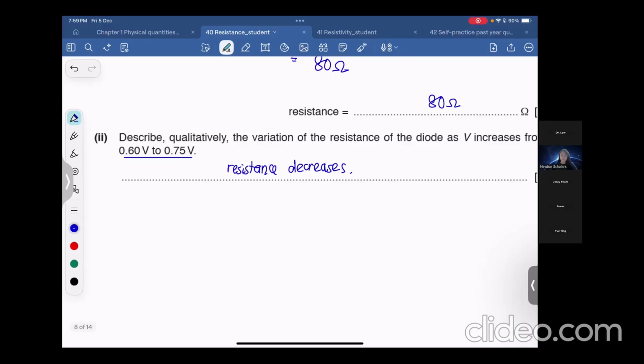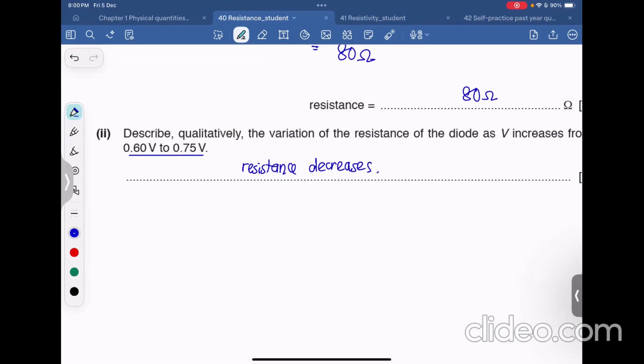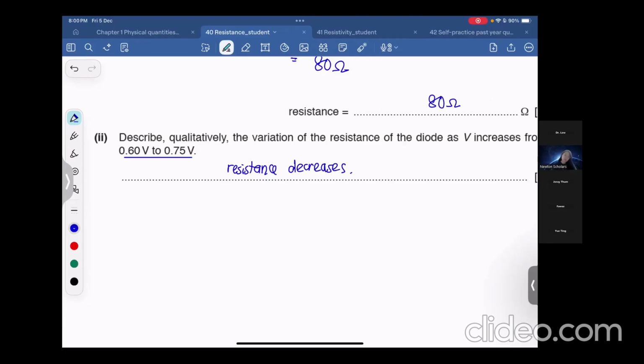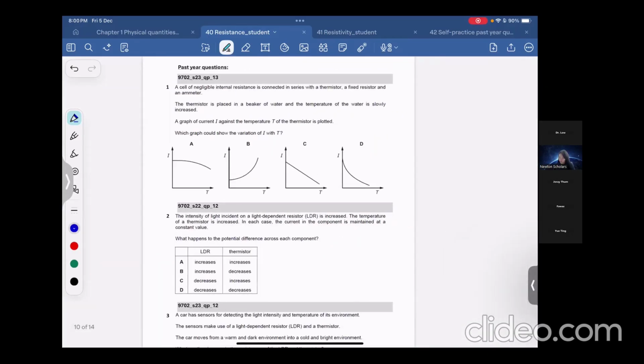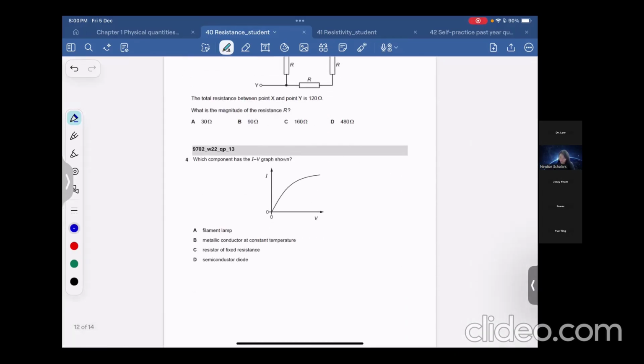Done. Then we are going to proceed to practice. Wait, before we go to the thermistor and the LDR, we go to page 12. There we do the page 12 here. This question is related to what we learned.